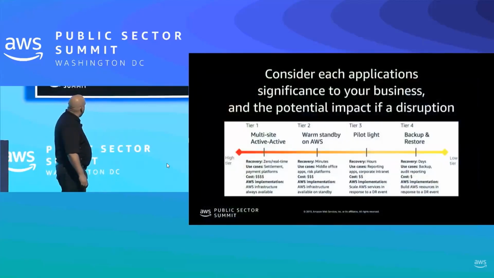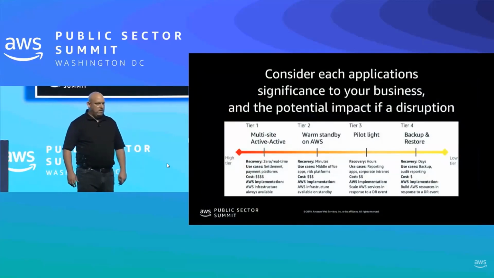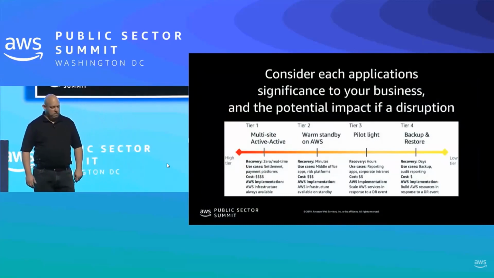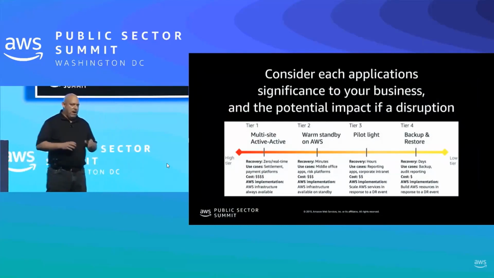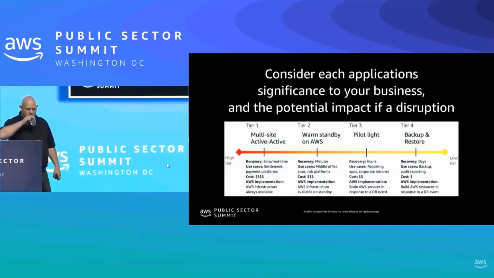So then we must consider each of our applications and what their significance to our business is. What is the impact when a disruption occurs? What's the cost we're willing to invest? We can make things very highly resilient in the cloud. It just brings with it cost. Some of it's dollars, some of it's time, some of it may be performance. And ultimately, it's not a cookie cutter approach. So we're not going to have one answer that we can give you, and we can just say you can roll this out.